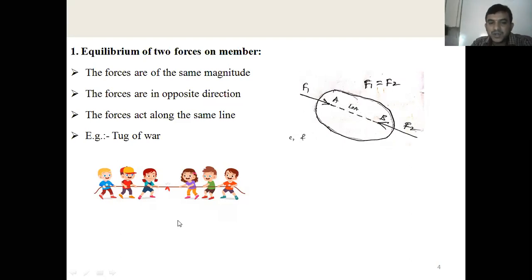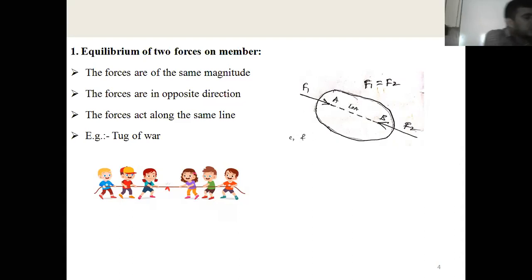When we come to practice, see the example of the tug of war. In the tug of war, the children on the right side are applying force towards the right. On the left side, you can see three children pulling the rope in the left direction. Whatever knot is there on the thread should be in rest position. Then we can say those two forces are equal in magnitude, acting along the same line of action and in opposite directions. Remember these three points.